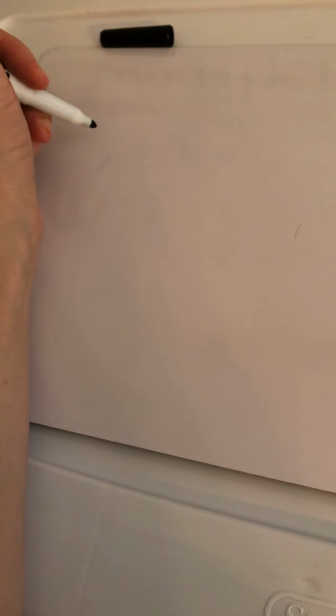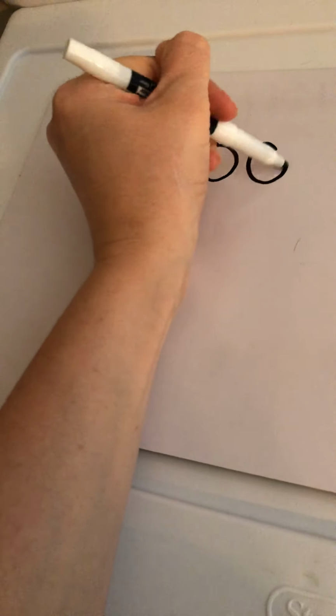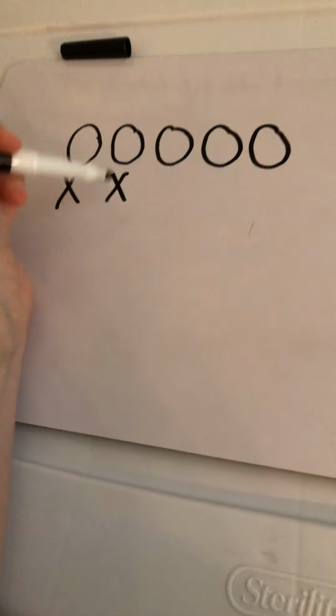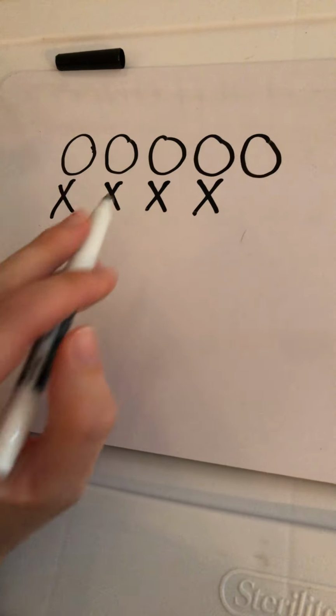Let's do 5 cats, but I'm not going to draw cats. I think I might draw circles because it's easier and it doesn't take that much time, but you're going to have to pretend that they're cats. So 1, 2, 3, 4, 5 cats. And let's do 4 birds. And I'm going to do X's for my birds. 1, 2, 3, 4. And to get my answer, I have to count these all together.